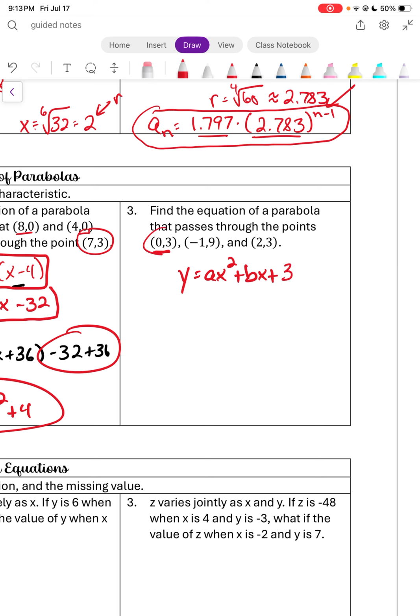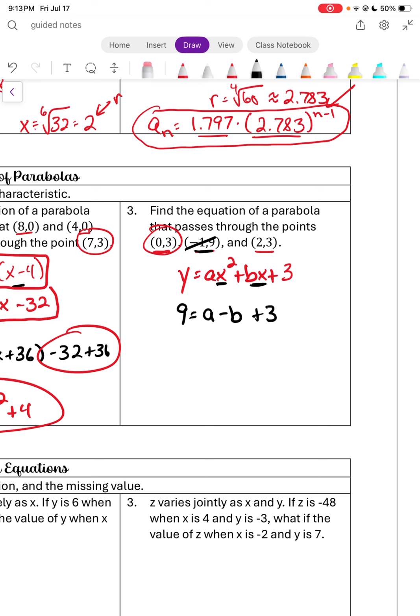Okay, so we use that to find the y-intercept, and now we've got to make sure it fits through both of these points. How do we make sure it fits through a point? We plug that point in. So when I plug in -1 for x, I'm going to get 9 for y. So let's plug that in. You get 9 equals, we're plugging in -1 for both x's. -1 times -1 gives you 1a. -1 times b gives you a minus b, and then you still get your 3 out there.